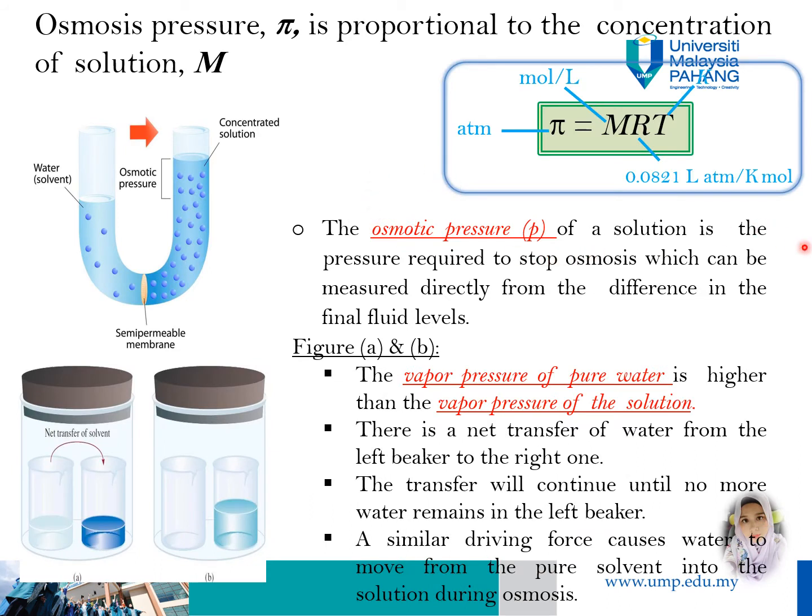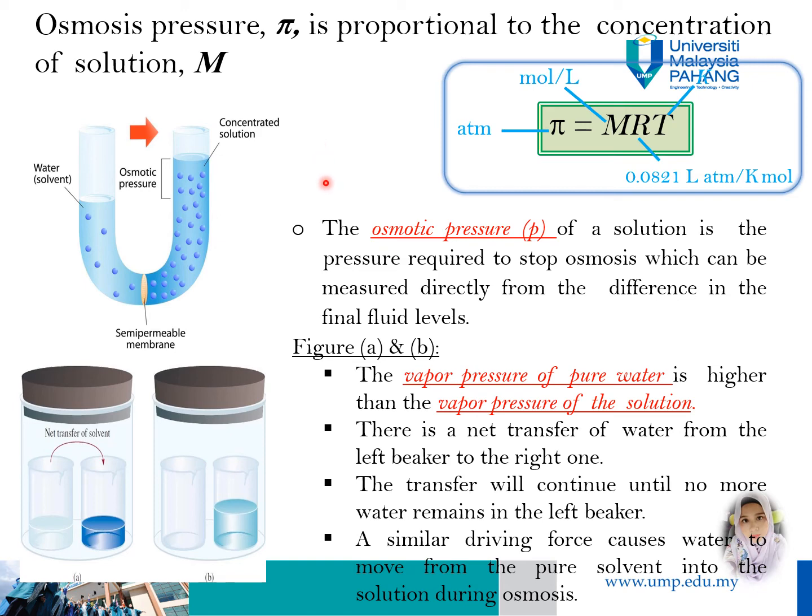The osmotic pressure of the solution is the pressure required to stop osmosis, which can be measured directly from the difference in the final fluid levels. It is defined as the external pressure required to be applied so that there is no net movement of the solvent across the membrane. Osmotic pressure is a colligative property, which means that it depends on the molar concentration of the solute, but not on its identity.